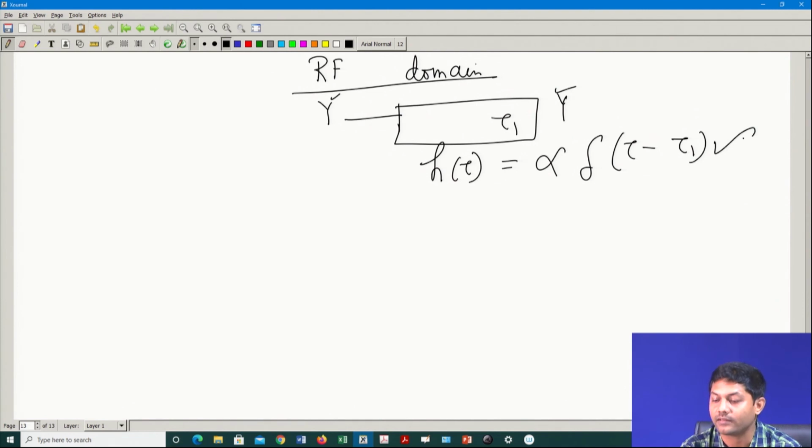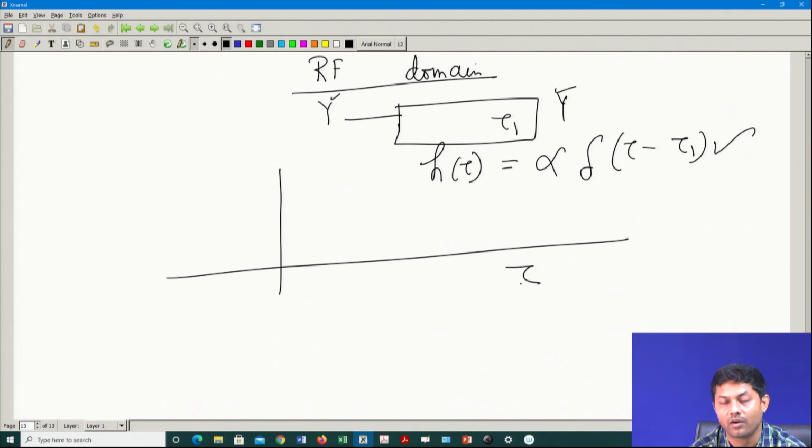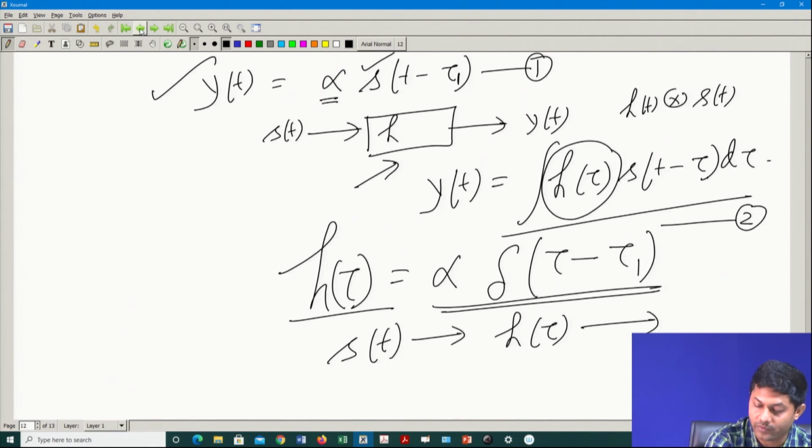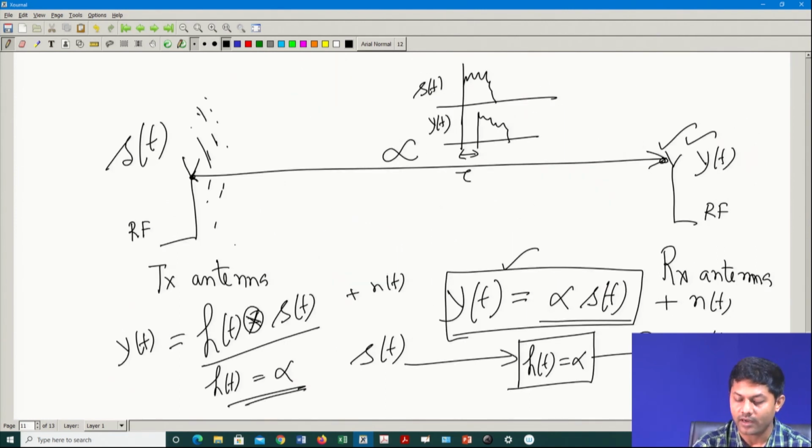This has to be understood properly. So what does it mean? It means that this channel is nothing but a single impulse response, right. If I plot with respect to tau, I just get, at tau 1, one impulse of height alpha, and this is precisely my channel, just a direct path function. But what is the view of this channel? This is in the RF domain. So what is the difference between this model and the last model?